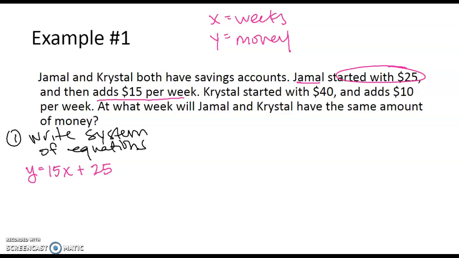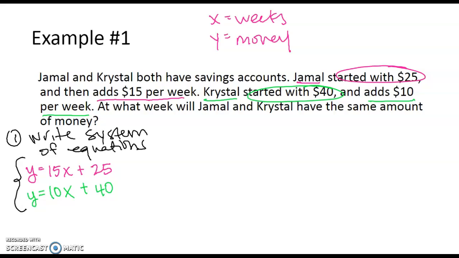Then we have Crystal, who started with $40 and she adds $10 per week. So if we think about her money compared to weeks, her money would be equal to 10 times the number of weeks, because she adds $10 a week, plus $40. So our system of equations: y equals 15x plus 25 to represent Jamal's money, and Crystal's money can be represented by the equation y equals 10x plus 40.